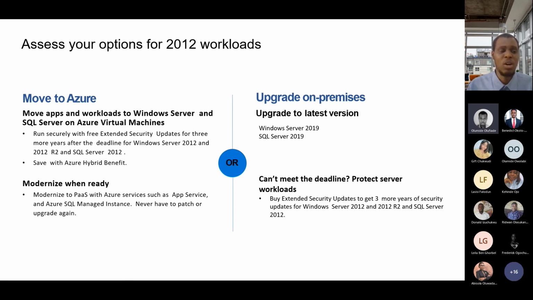Now, we know that with all these options that we laid out, a lot of businesses will not be able to meet up, due to one internal reason or the other. So we also have a way out. And the way out is to do what? Continue to leverage the extended security updates that will be issued by Microsoft for the next 3 years. And mind you, this service is paid for. You have to pay for this service.